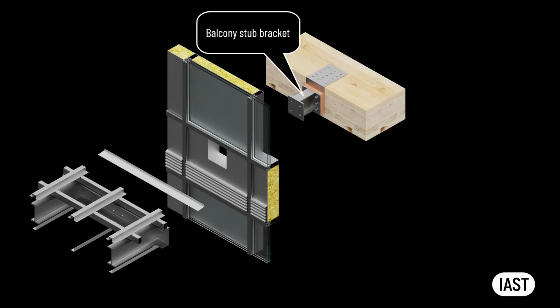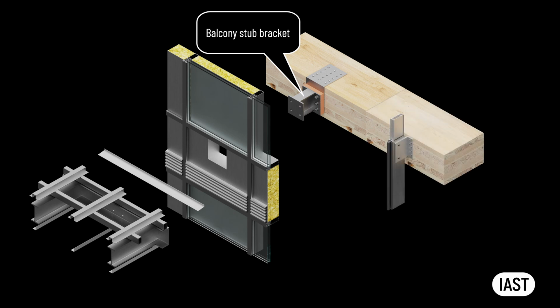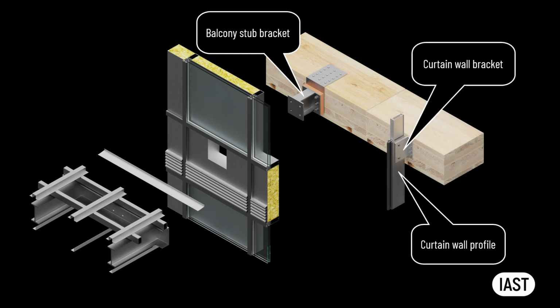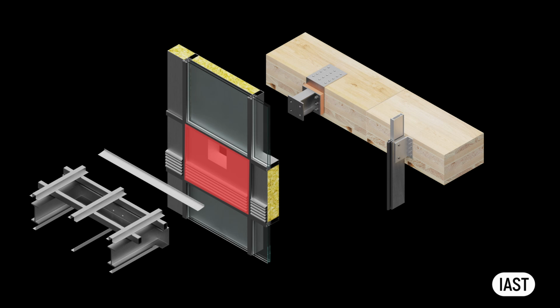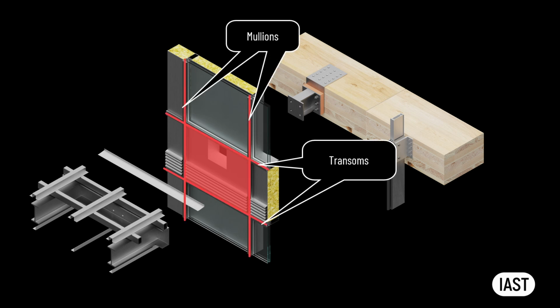The interface between balconies and the primary frame is a high-risk detail, especially if the primary framework is mass timber. It is crucial to seal the penetration of the bracket through the insulated spandrel panel of the curtain wall. The installation sequence is likely to be like this. Firstly, the balcony stub is installed to the edge of the cross-laminated timber slab. At the same time, curtain wall brackets are installed to the edge of the slab, and the aperture is formed with mullions and transoms around the balcony stub.